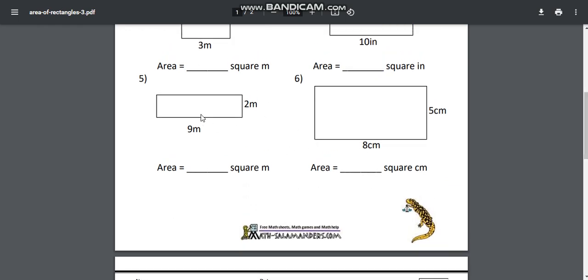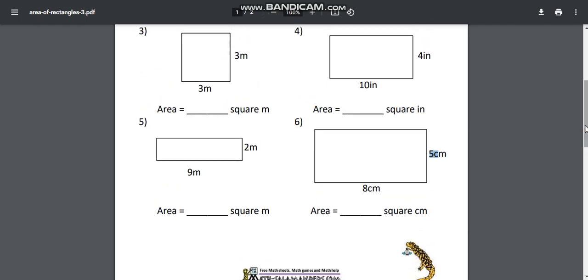Okay, and we'll do the last one here, so you get the idea. Find the area of these two then. So this one is going to be 9 times 2, which is 18. And this one is going to be 8 times 5, which is 40. Okay, so that's finding the area. So you can think of area as how many small cubes fit inside.